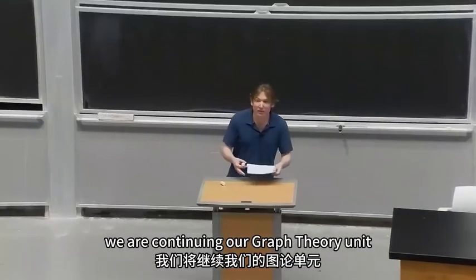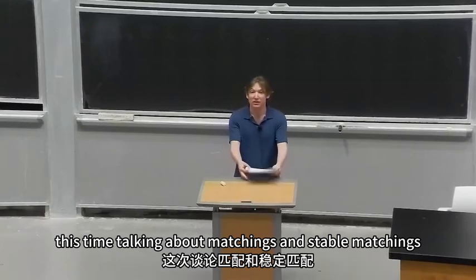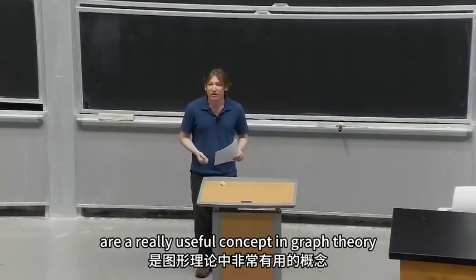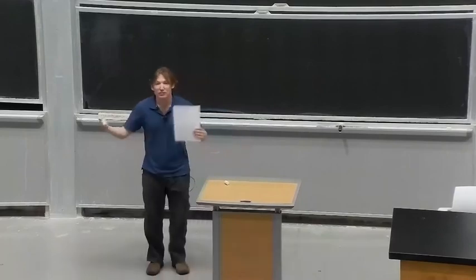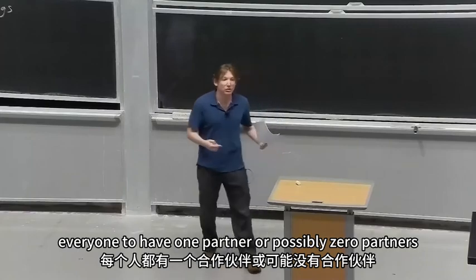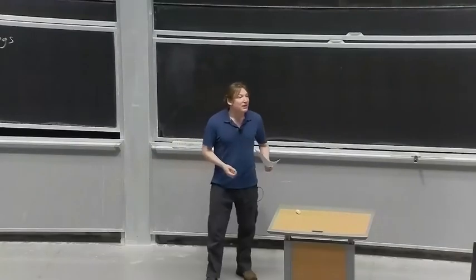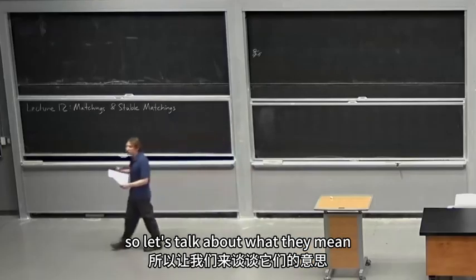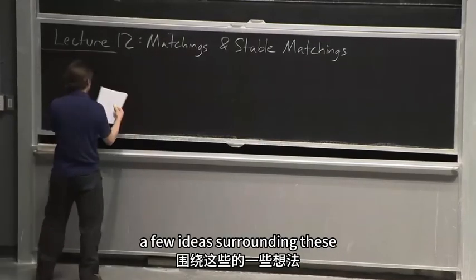We are continuing our graph theory unit, this time talking about matchings and stable matchings. Matchings in general are a really useful concept in graph theory. They come up frequently when you're trying to match pairs of objects. You want everyone to have one partner or possibly zero partners. If they don't get a match, then they're sad. That's fine. But matchings are a really useful concept, so let's talk about what they mean, what they're good at, and a few ideas surrounding these.